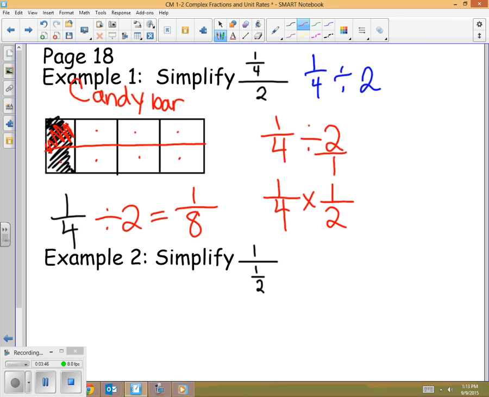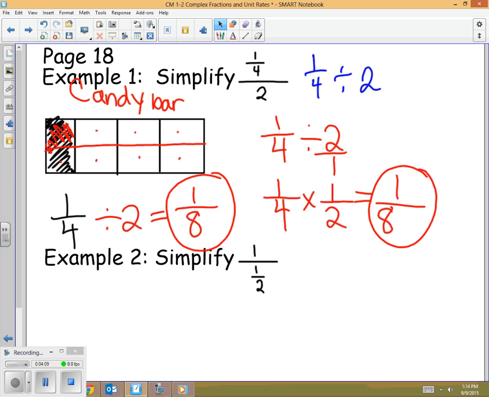Now to multiply the two fractions, you just multiply straight across the top. 1 times 1 is still 1. And 4 times 2 is 8. As you can see, for example 1, you get the same answer in our candy bar diagram as you do using the traditional algorithm.